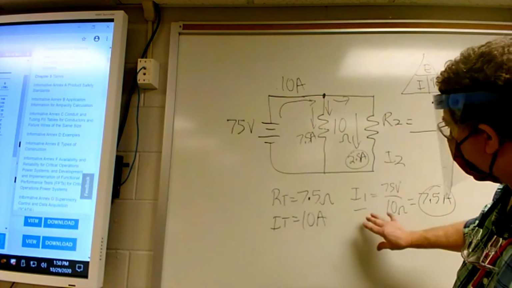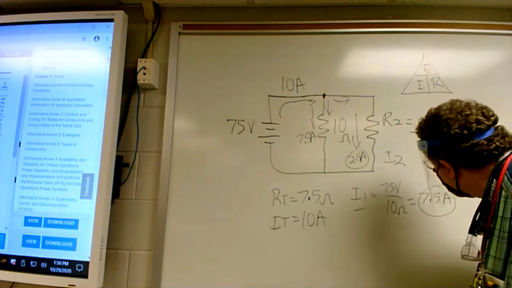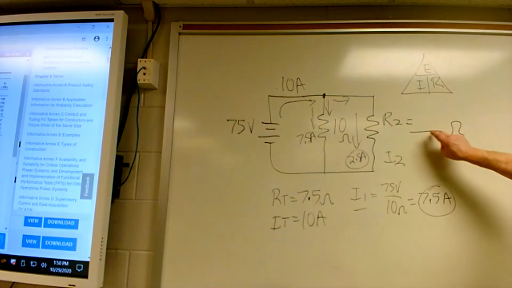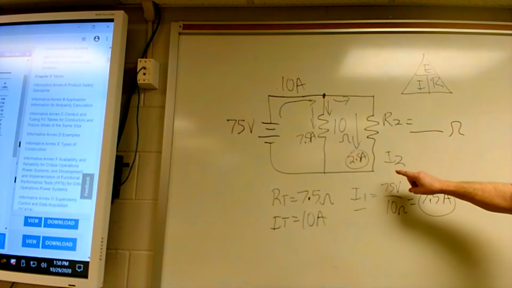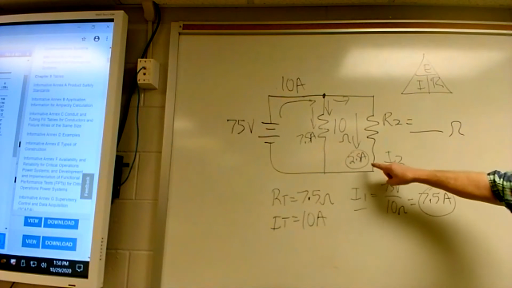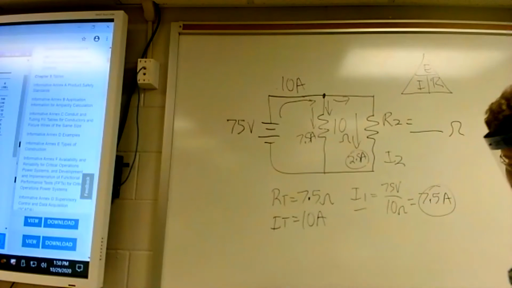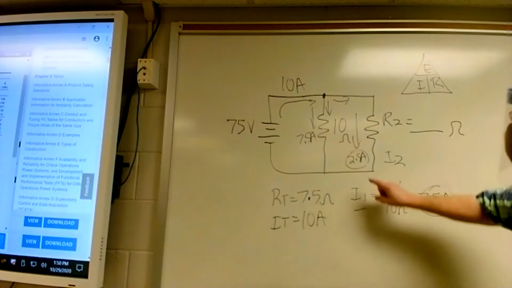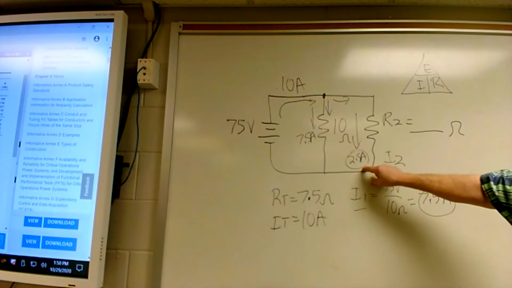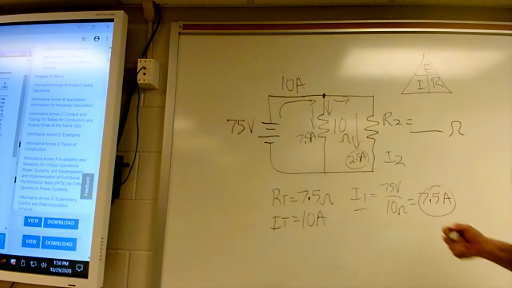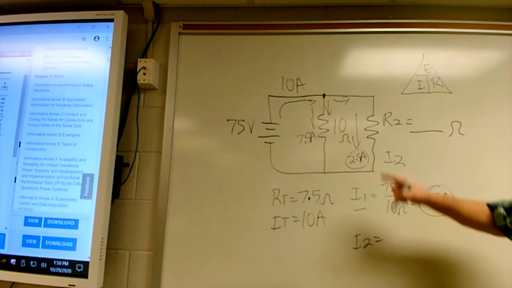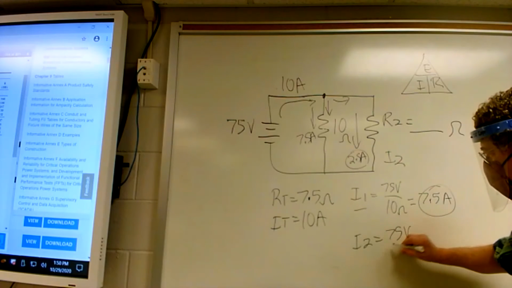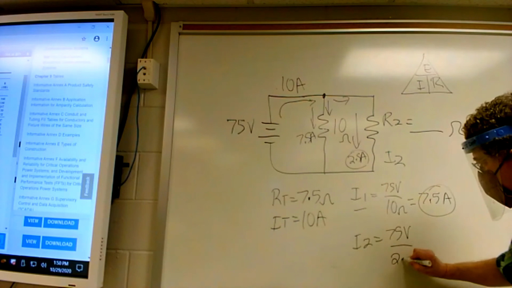The question is asking for, oh yeah, we didn't get the resistance there. We want to know what R2 was. So if you've got the current flow, look, we didn't finish the problem. So 2.5 amps, and you've got 75 volts, right? So I2 is going to be E over R. It's going to be 75 over the 2.5 amps.